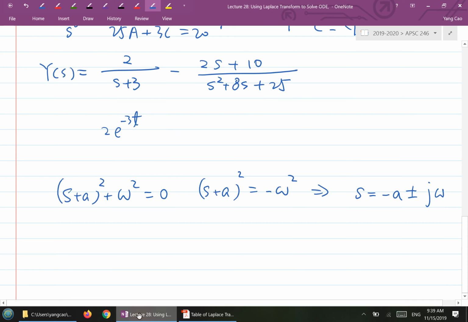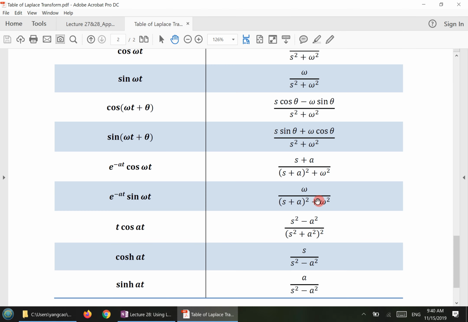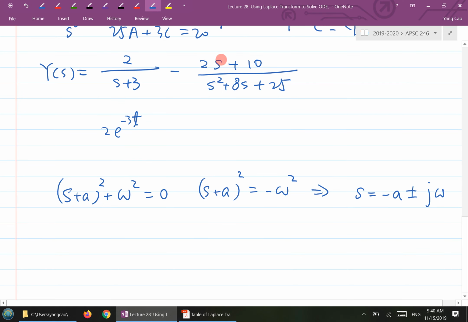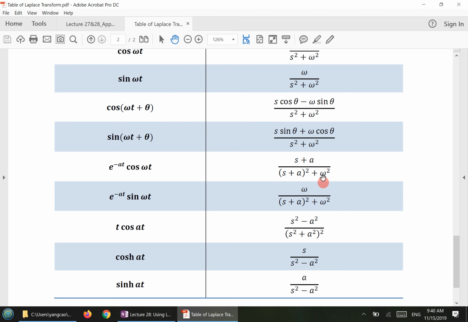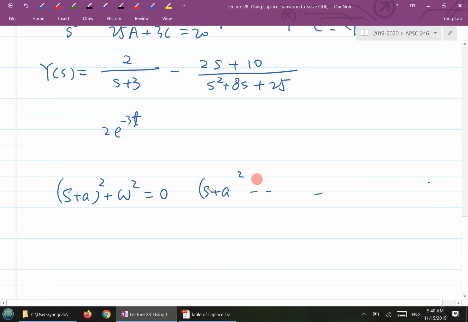So that's what we're going to do. We're trying to match what we have here with what we have in this table. I'm not going to change the expression itself, it's still going to be the same, but I'm going to manipulate it to write it in the same format as these two. So let's see what we do with this one here.